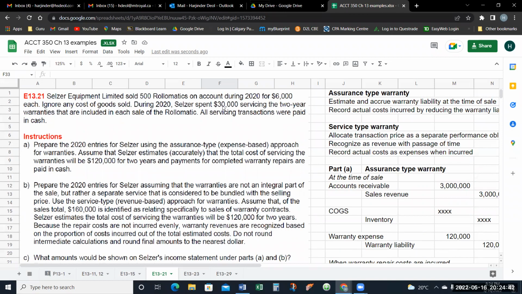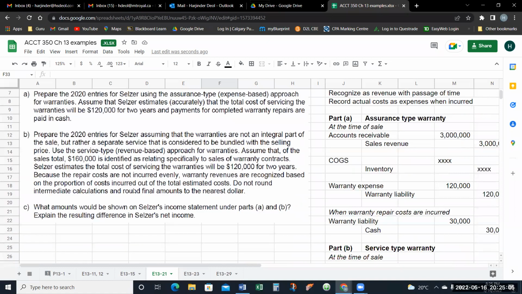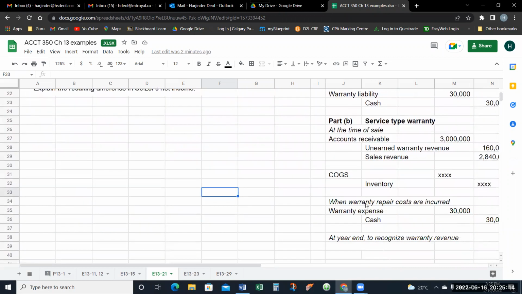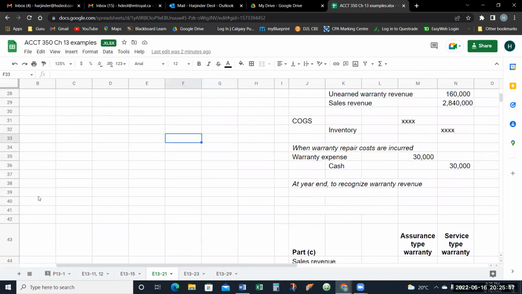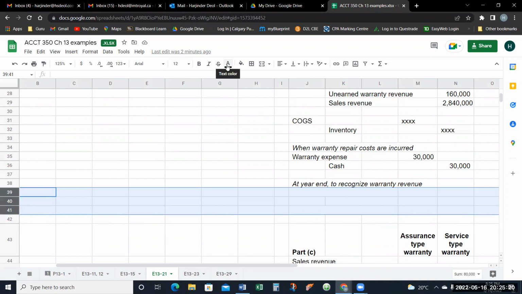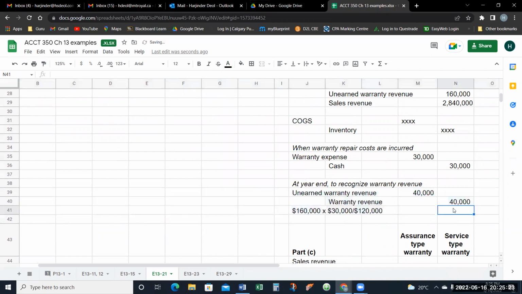So this company spent $30,000 servicing 2-year warranties, for which its estimate, and a pretty accurate estimate at that, was that it'll cost $120,000 over 2 years. So you can do the math, 30,000 divided by 120,000, 25% of the cost has been incurred, and that means 25% of $160,000 of revenue is no longer unearned, but rather can be recorded as revenue. So that's what you do. You want to, at the end of the year, record warranty revenue for $40,000.